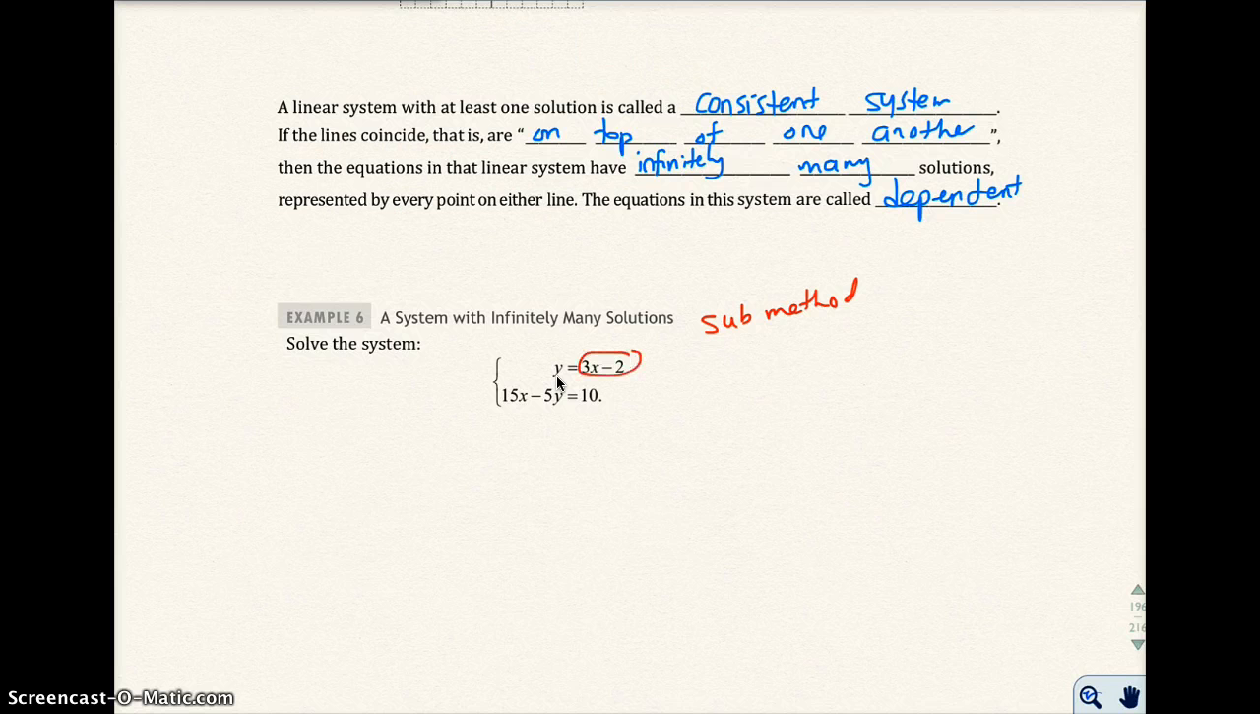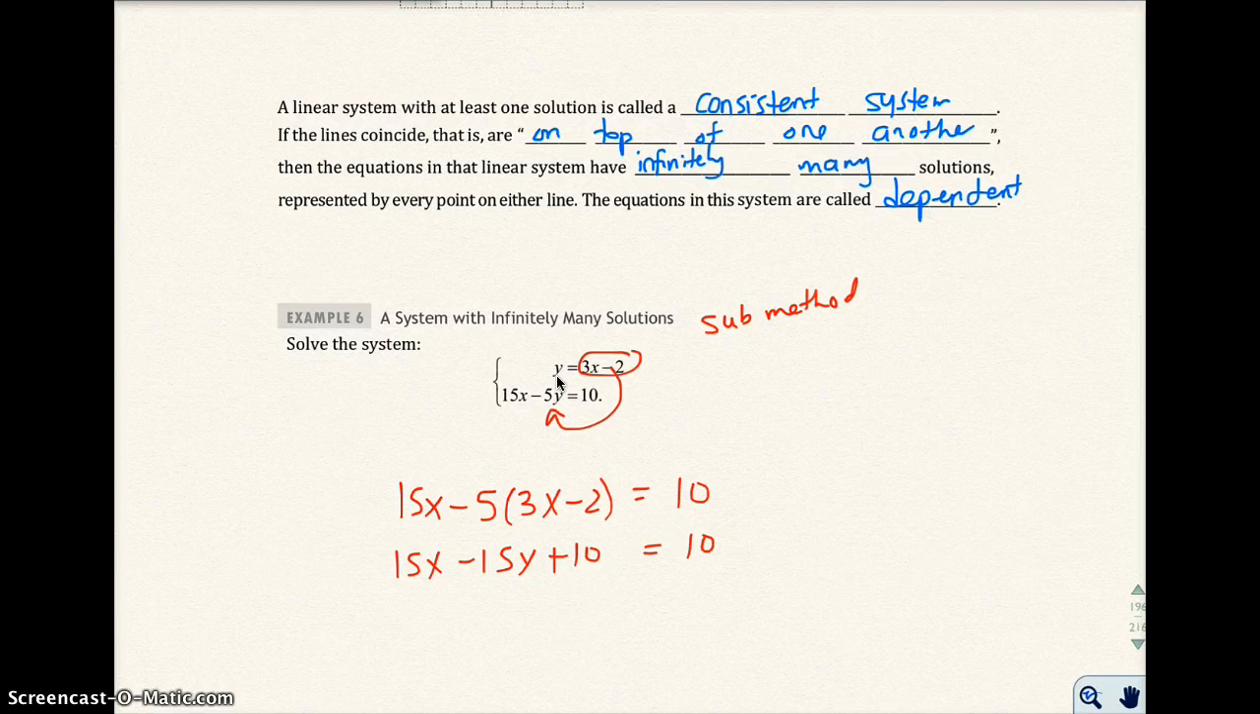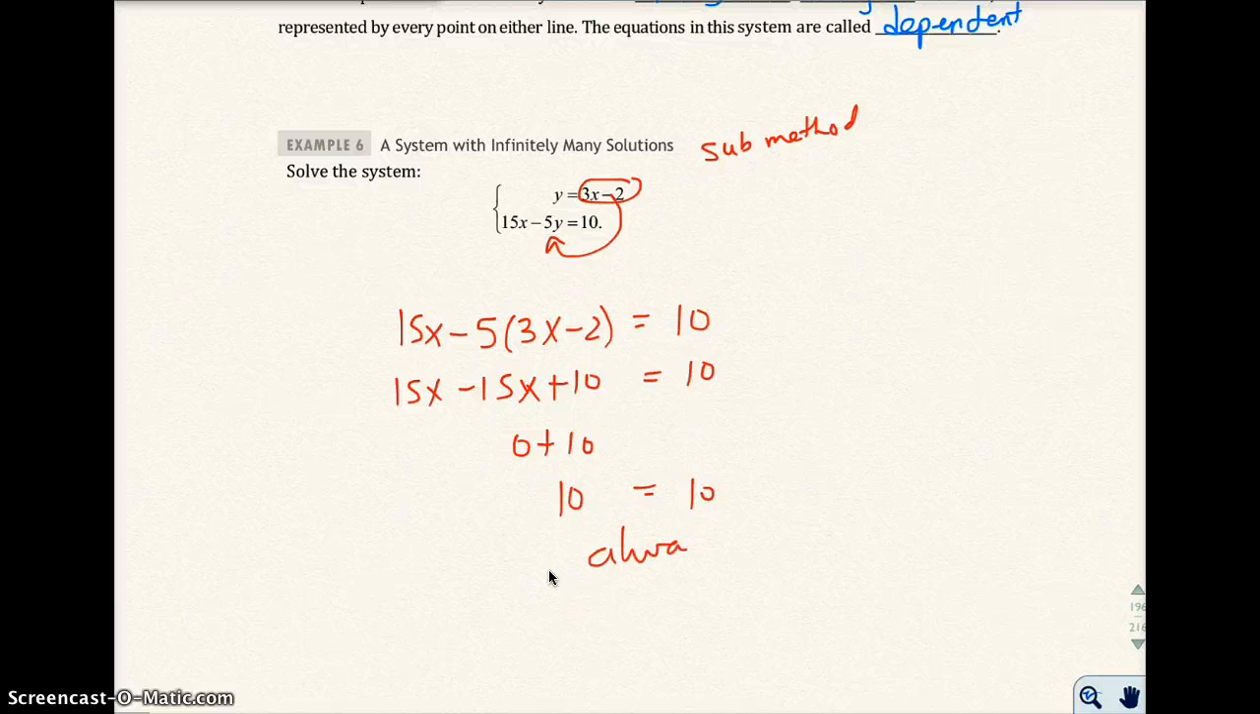So I'm going to circle this, and I'm going to put that in for y here. I get 15x minus 5 times 3x minus 2 equals 10. I get 15x minus 15x plus 10 equals 10. Now on this side, this would equal 0, so 0 plus 10 would equal 10, and that's equal to 10. That's always true. Notice how my variable disappears. The x disappears right here, and I get a statement that's always true. This means that there are infinitely many solutions.